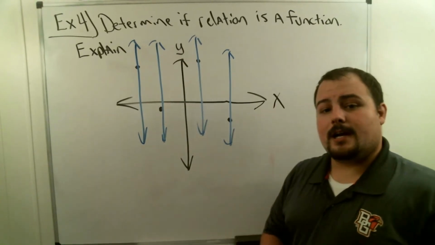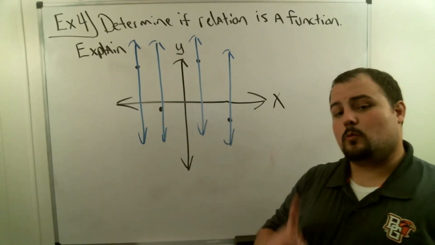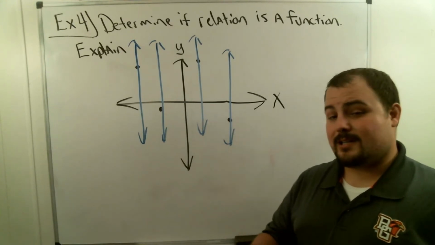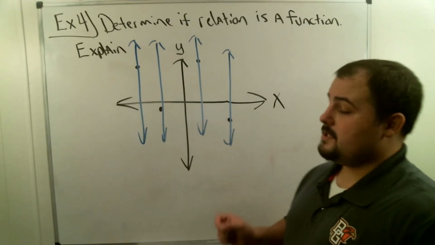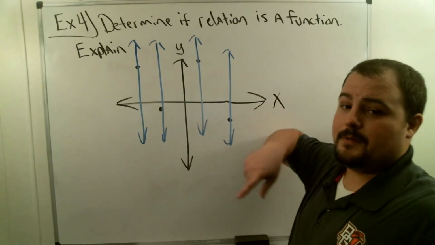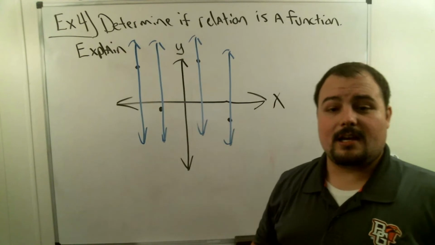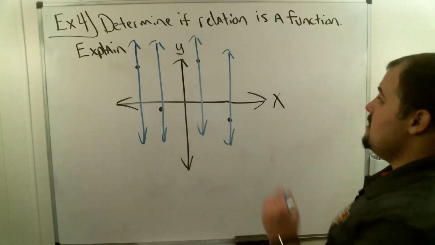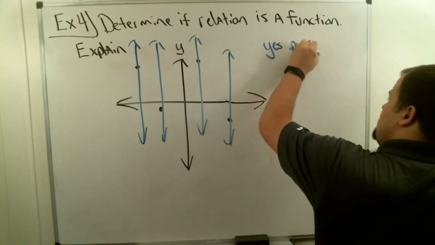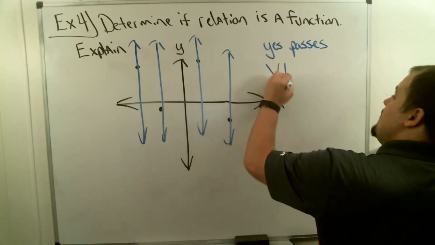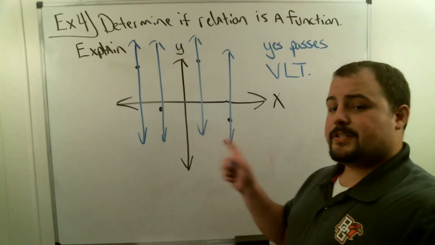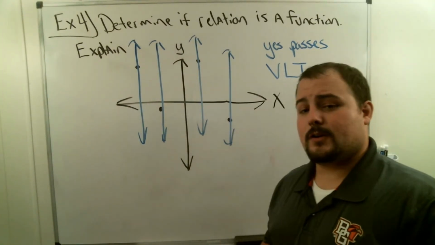Now, if your line only hits each one of those points one time, then it's a function. If it hits twice, then it's not a function. So you want to see how many times it's hitting each one of these marks every time you draw a line straight up and down. Since we only hit one time, that means this is a function. So what you do is you say, yes, it's a function. It passes the VLT. Now, VLT stands for vertical line test. This graph is a function because it will pass the vertical line test.